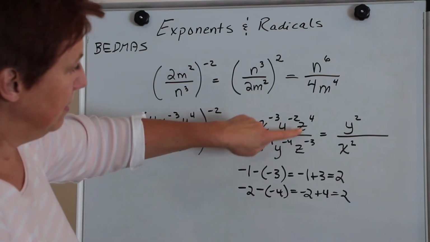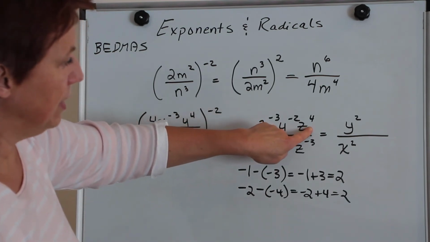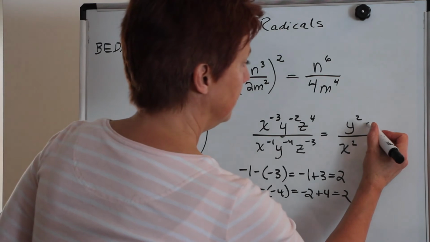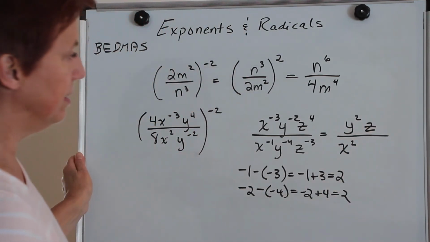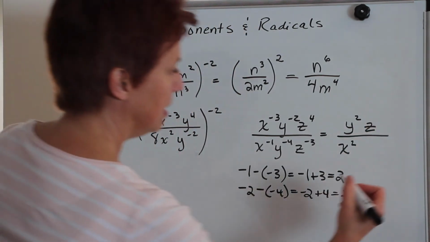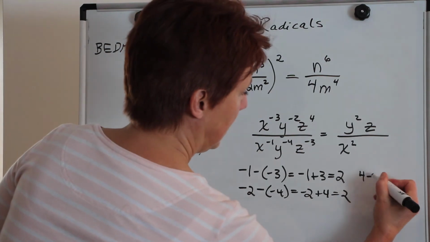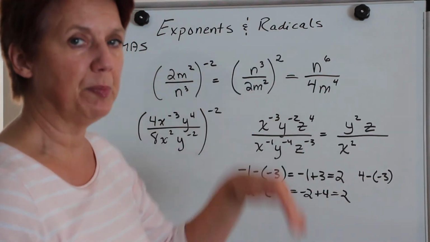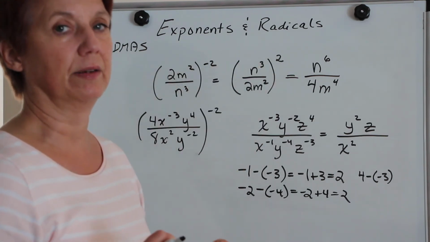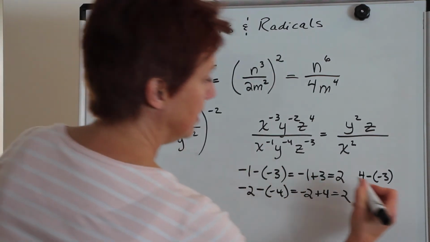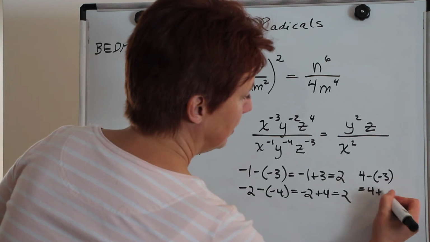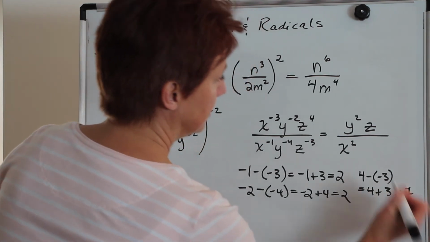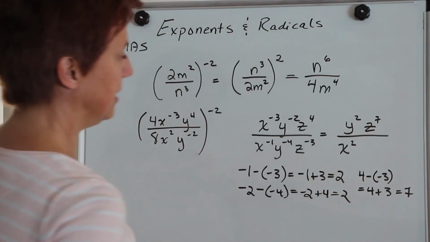And then the z, the higher exponent is on the top as well. So let's put the z there, and then let's think about what the exponent is. So we have 4 minus -3. So whether you're working from the top down or from the bottom up, you're always subtracting, okay? 4 minus -3 is 4 plus 3, which is 7. And that's the exponent that z gets.